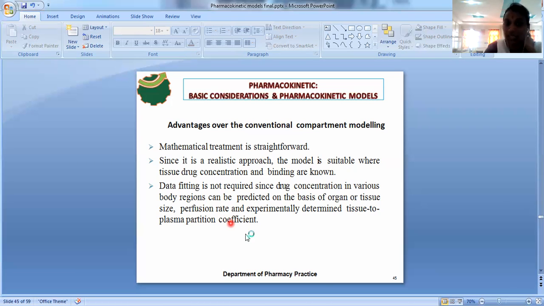You are not considering any concentration of the drug in the body, and the data so obtained you are not plotting or interpolating in the plasma concentration time profile. But here, the prediction is done simply on the basis of the organ or the tissue size, the blood flow or the perfusion rate, and the partition coefficient of the drug between the tissue and the blood. Whereas in the compartment model, you need to consider data fitting.